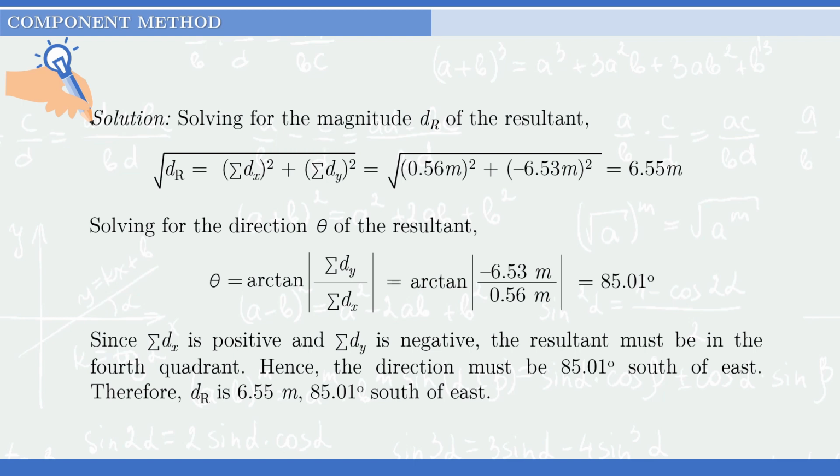must be in the fourth quadrant. Hence, the direction must be 85.100 degrees south of east. Therefore, the magnitude and direction of the resultant is 6,5500 meters, 85.100 degrees south of east.